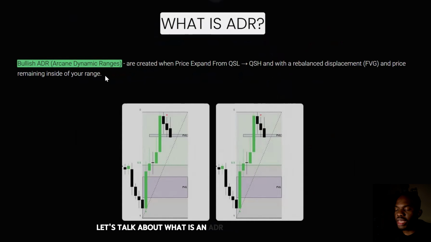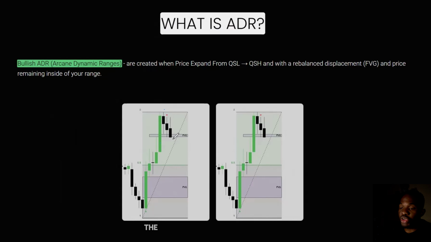Let's talk about what is an ADR. What is an ADR range, or Arcane Dynamic Range, I should say. In the case of a bullish range, it's a qualified swing low followed by a qualified swing high with internal range liquidity in between both swings, and the correction of the swing high must have rebalanced.